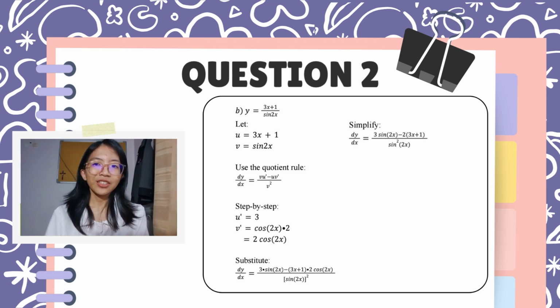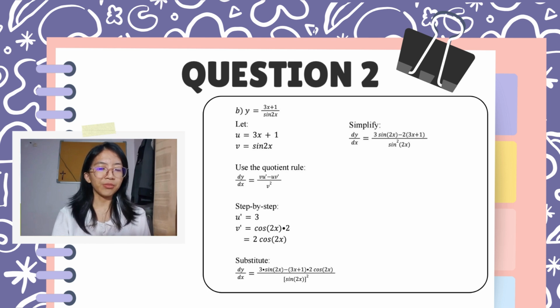In this case, we let u equals 3x + 1, which has a derivative u' equals 3. For v equals sin 2x, we apply the chain rule to find its derivative. Since the derivative of sin 2x is 2 cos 2x, we have v' equals 2 cos 2x.